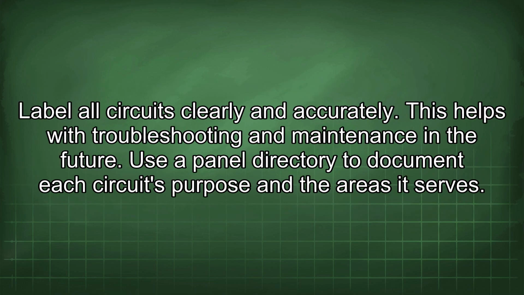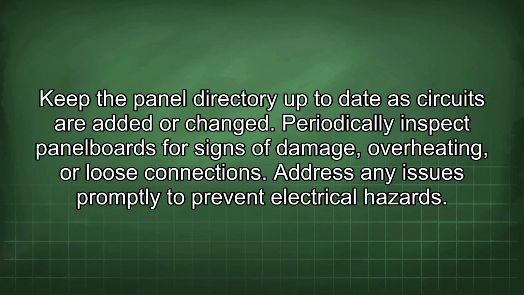Label all circuits clearly and accurately. This helps with troubleshooting and maintenance in the future. Use a panel directory to document each circuit's purpose and the areas it serves. Keep the panel directory up to date as circuits are added or changed. Periodically inspect panel boards for signs of damage, overheating, or loose connections. Address any issues promptly to prevent electrical hazards.